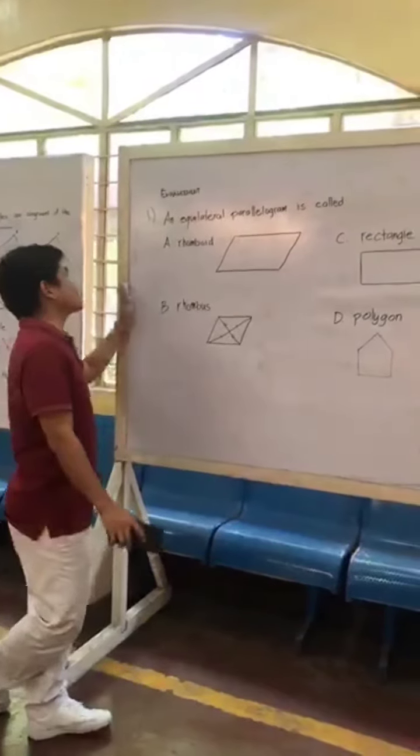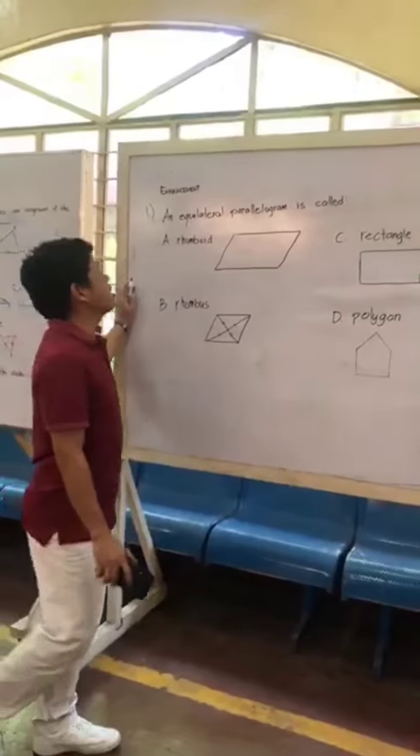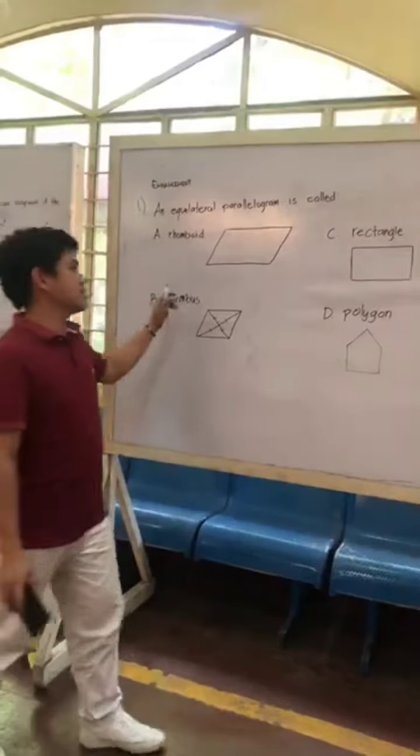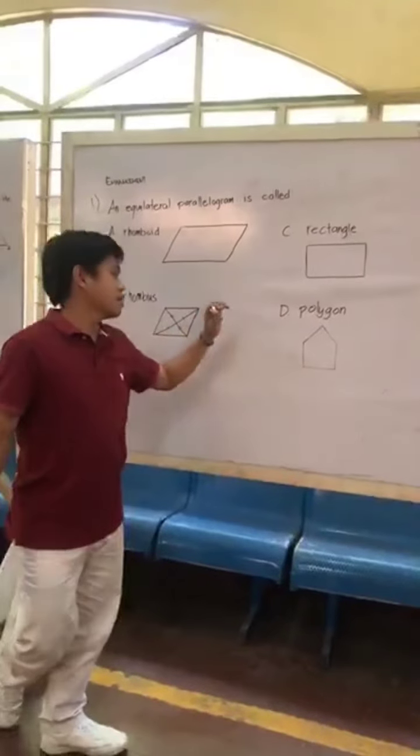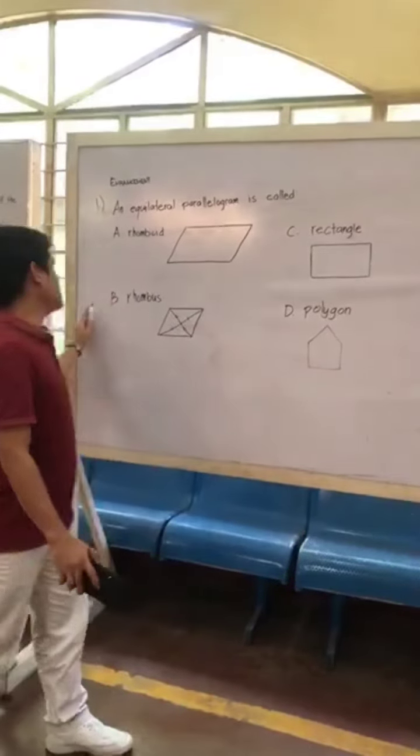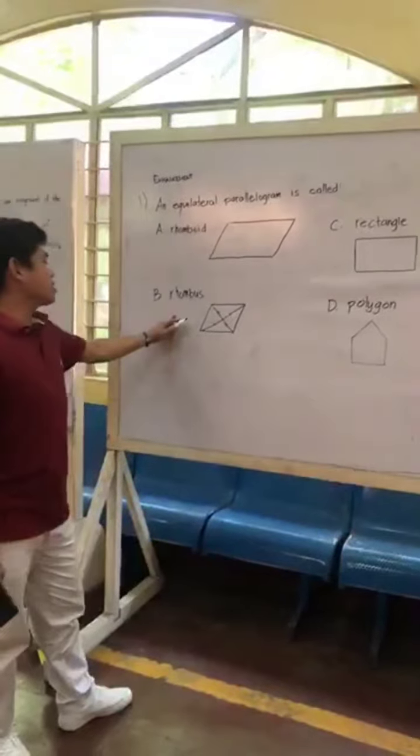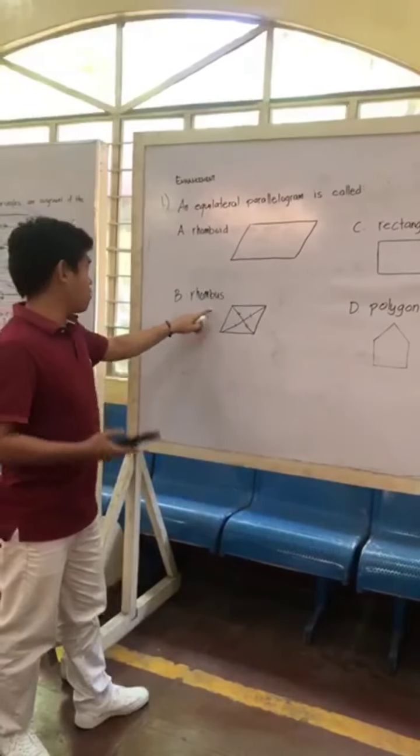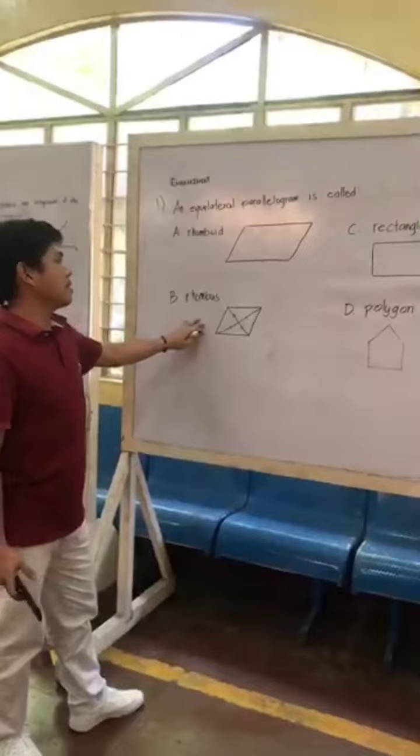Good morning everyone. Here are sample problems in enhancement for ME. Number 1, an equilateral parallelogram is called A. Rhomboid, B. Rhombus, C. Rectangle, or D. Polygon. So the answer is letter B, because all sides are equal, all four sides are equal in length.